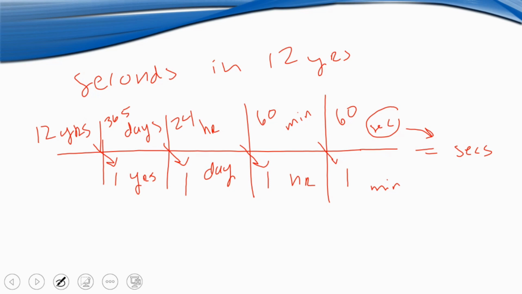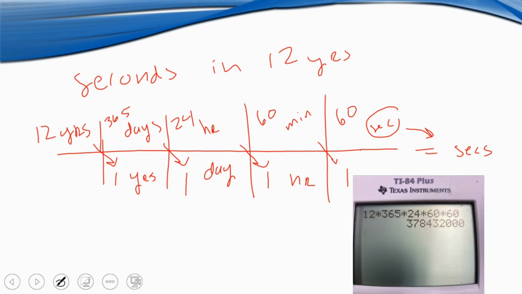So the way you would calculate this information is multiply everything at the top, multiply everything at the bottom, and divide those two numbers by each other. So we would do 12 times 365 times 24 times 60 times 60, all of that divided by 1, because 1 times 1 times 1 gives us 1. So our answer comes out to be 378,432,000. So a pretty large number that we have in seconds.